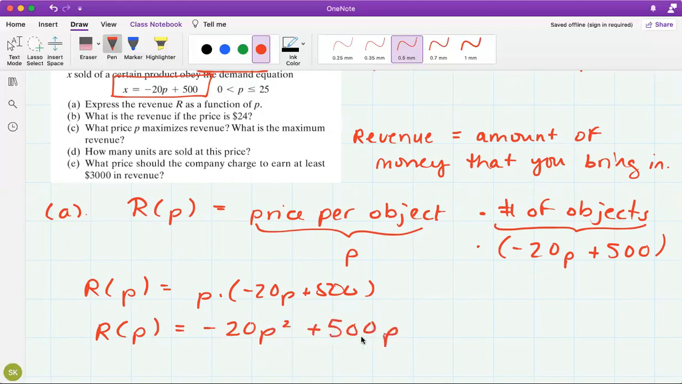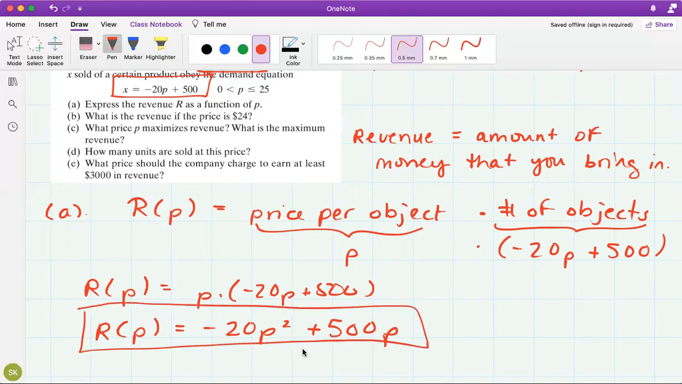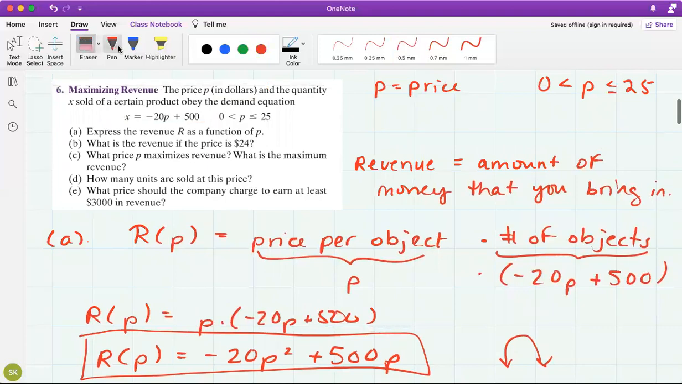Okay, let's look at this equation. This is a quadratic because I have a P squared term here, and then I have a P term, and then I have a plus 0. So you can see it's a quadratic function. Also, the number in front of the P squared is negative, so it's pointing downward. Okay? So we've done part A. Let's look at part B. What is the revenue if the price is $24?